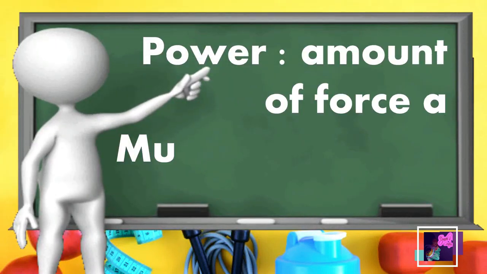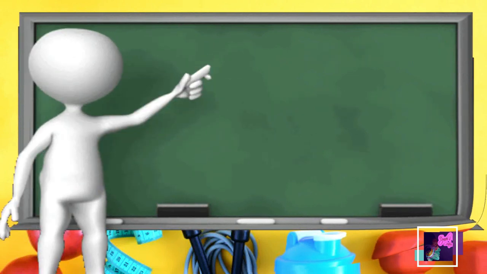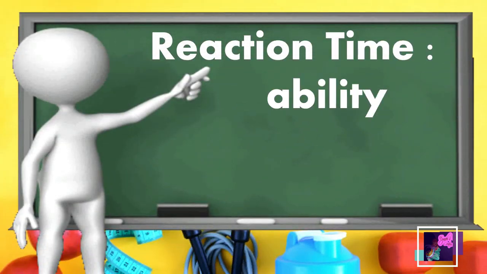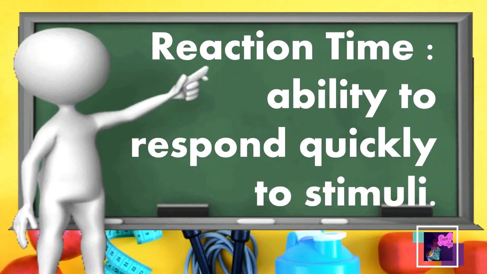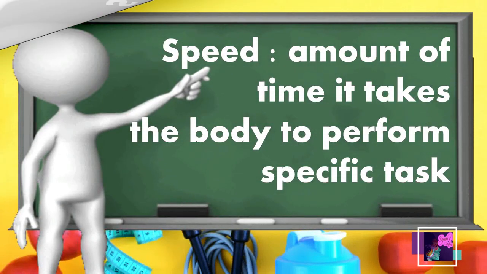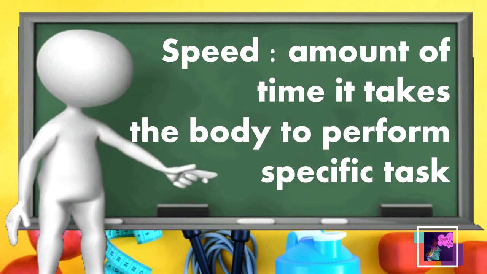Power is the amount of force a muscle can exert. Reaction time is the ability to respond quickly to a stimulus. Speed is the amount of time it takes the body to perform a specific task.